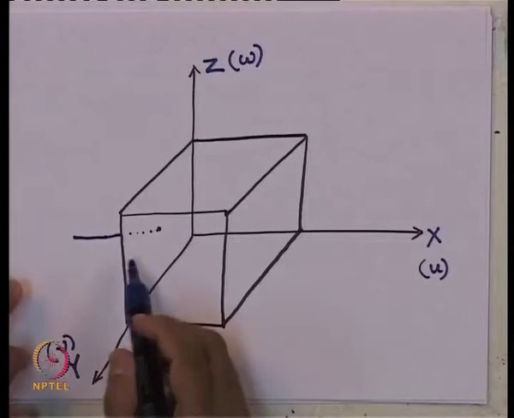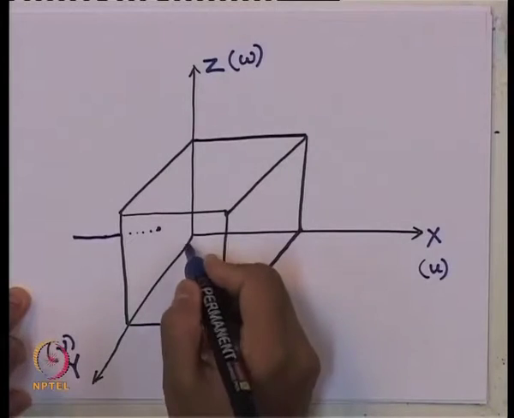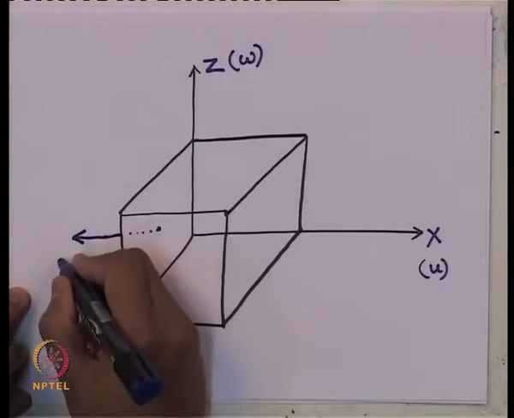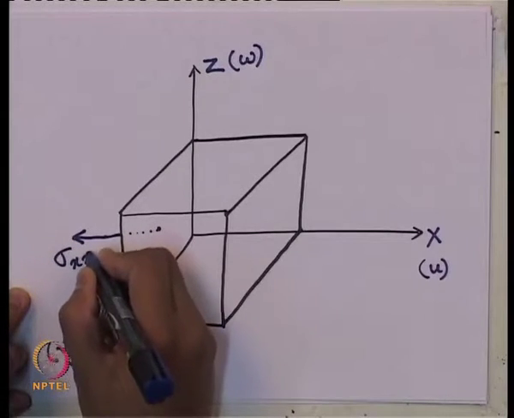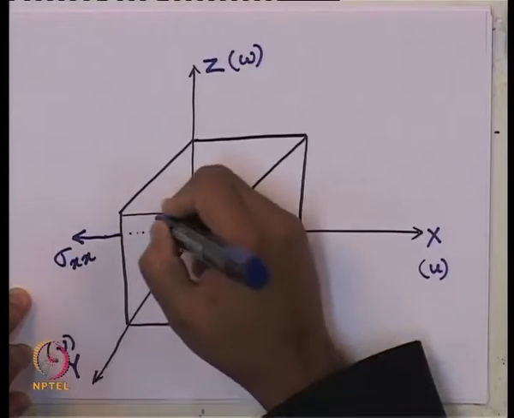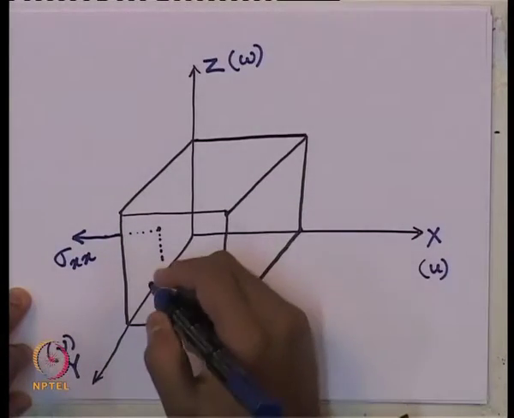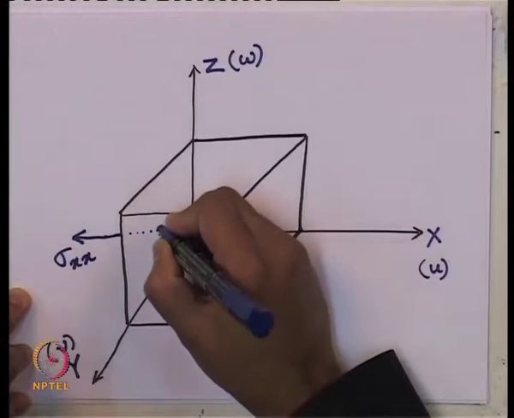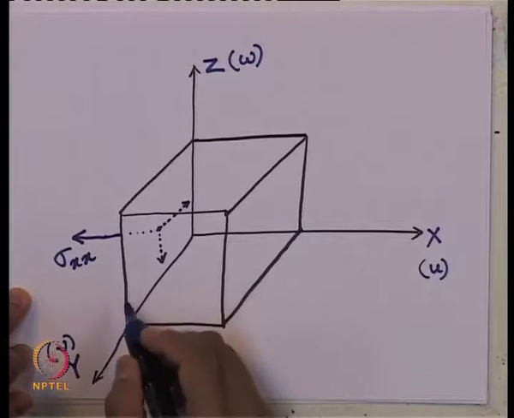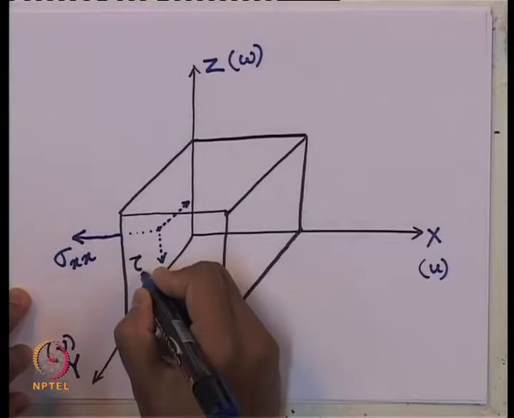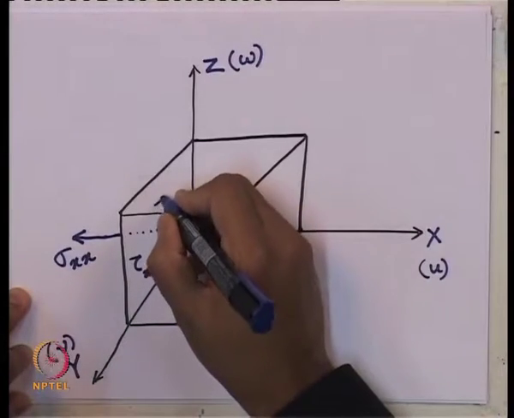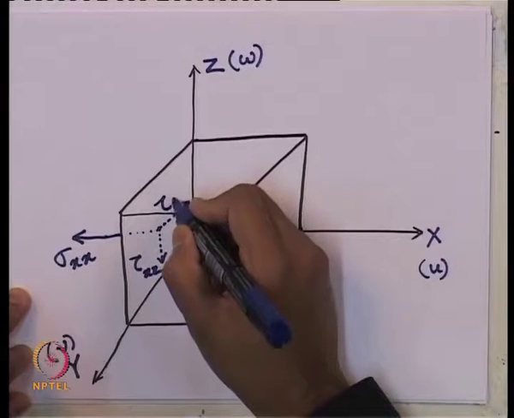Okay. Now, on this face, on the left hand side of the element, the normal stress, let us say sigma x x, and shear stresses in this direction and in this direction. This will be tau x z, this will be tau x y.